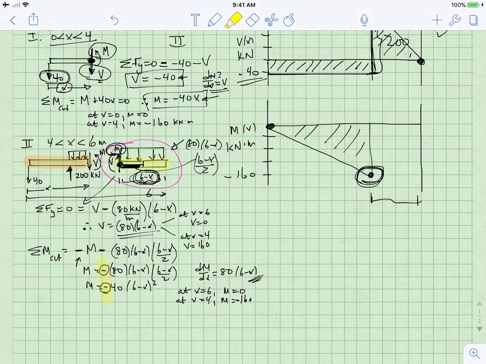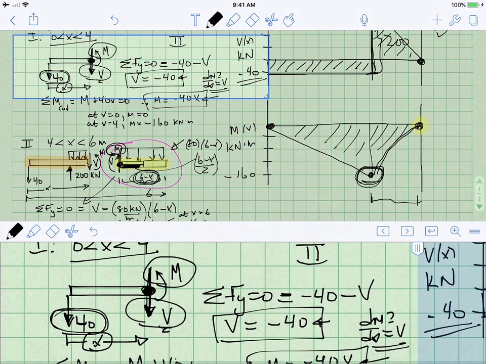All right, so let's finish off this plot. We wind up going from minus 160 to 0 to close off this plot. If you plot a few intermediate values, you'll see that it does something like that. And so the moment and shear curves look like this in summary.